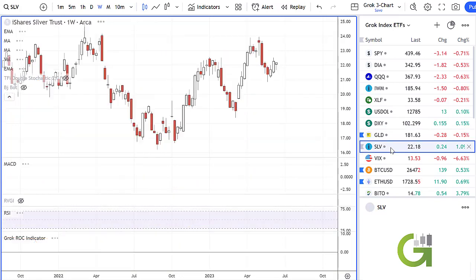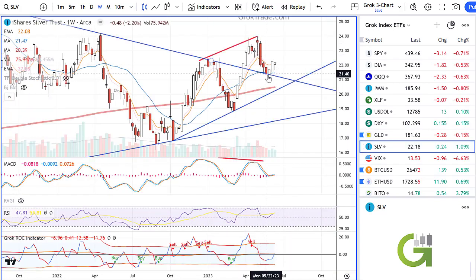Silver, if you take a look at silver, we have a nice bull pullback, and a pop to the upside here right off a support line. It should do that, but it needs to stay above this support line, needs to stay above that blue 20-week moving average to be good.